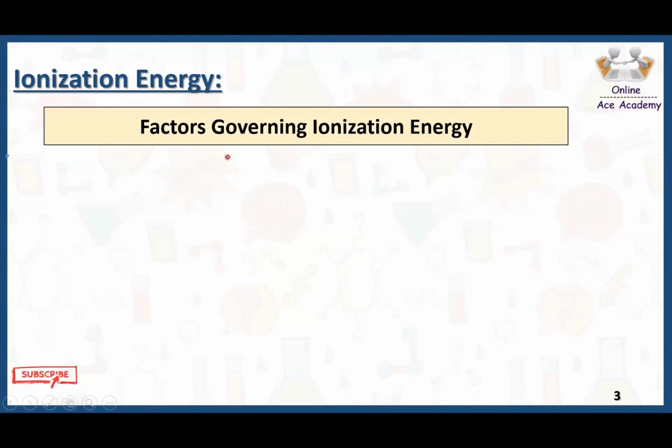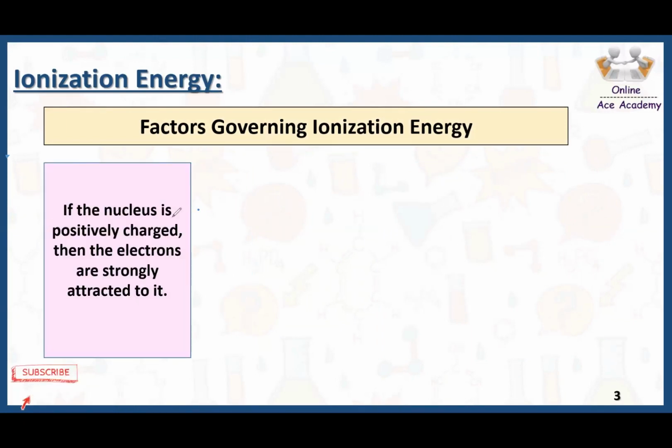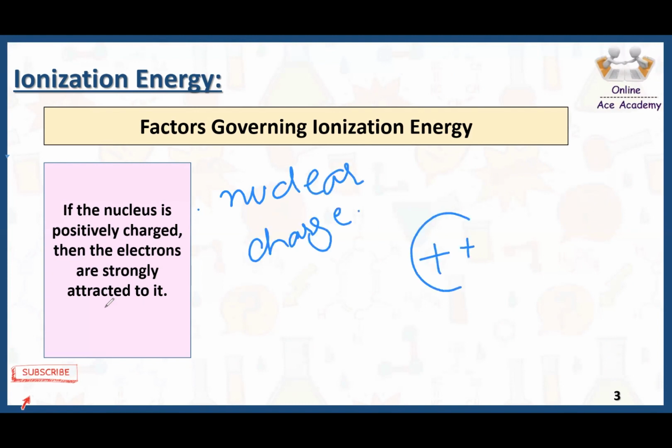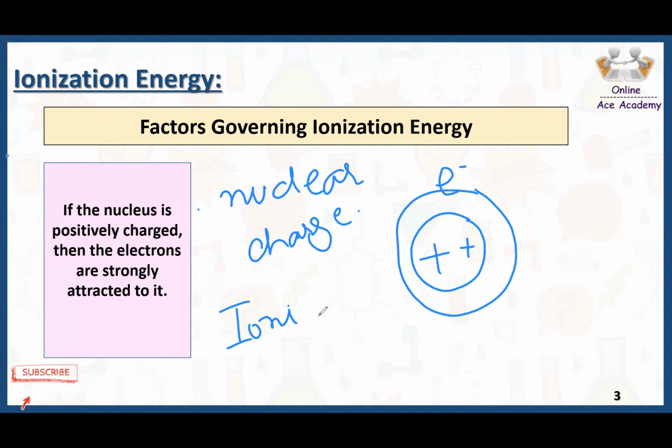Factors governing ionization energy. If the nucleus is positively charged, then the electrons are strongly attracted to it. Here they are talking about the nuclear charge. If there is a greater nuclear charge, if the number of protons is greater, then of course they will attract the electron towards itself more strongly. The hold of the nucleus will be greater in return. So here the ionization energy will be greater, because of the nuclear charge, because of the nucleus hold.